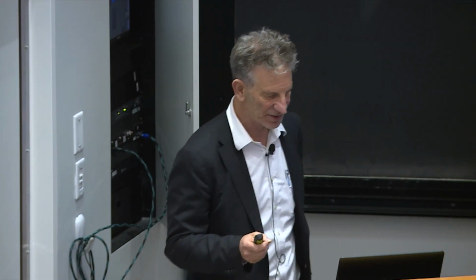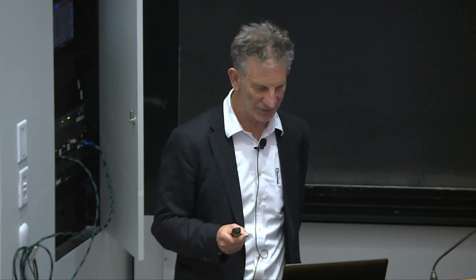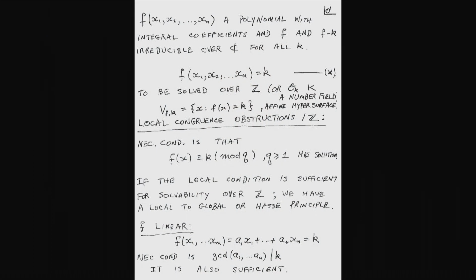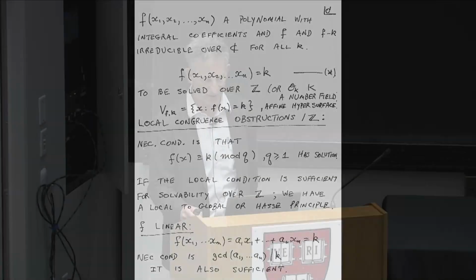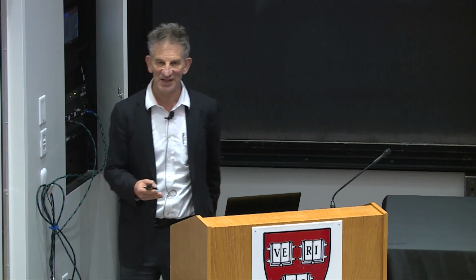And if we want to find an x which is an integer solving it, so let's just start with the whole numbers themselves, then there's clearly a necessary condition, which is the standard necessary condition. That is, if you can solve it over the integers, you can solve it modulo q for every q. So if you can't solve it mod q, that's a local obstruction, and throughout, we'll be assuming that we are not facing this local obstruction.